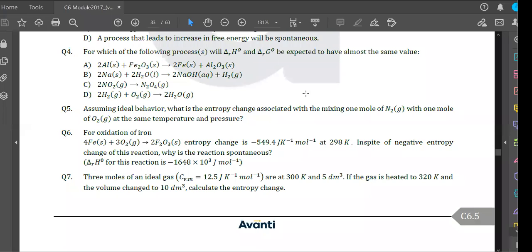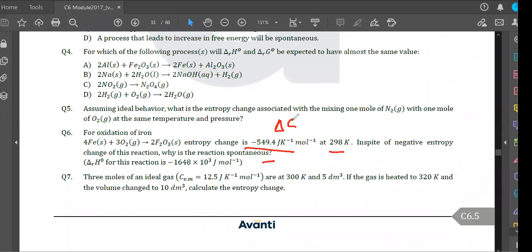We will discuss question number sixth. Let's see question number six now. So what is given? This is your reaction. Just think about this. The entropy changes at this temperature. In spite of the negative entropy change, why is this reaction spontaneous?